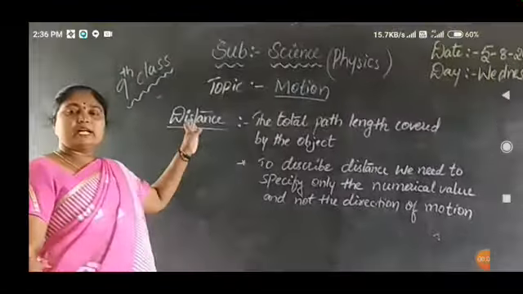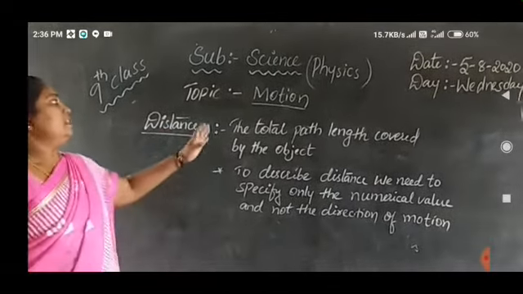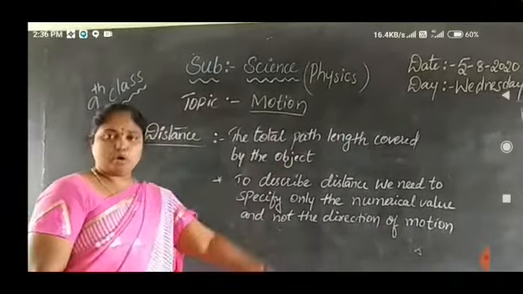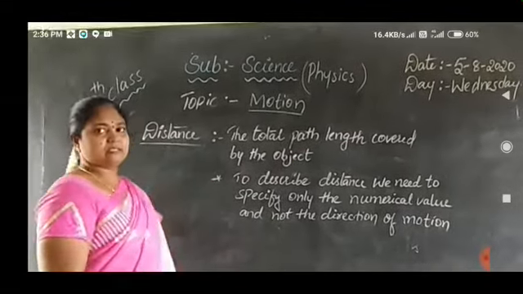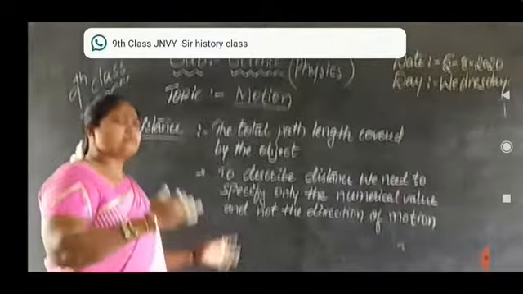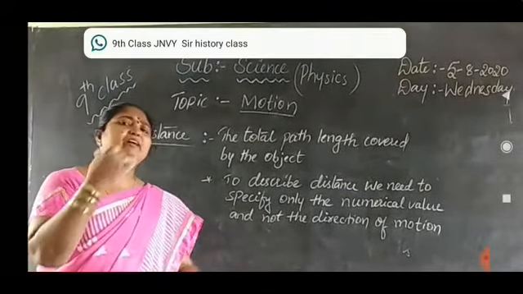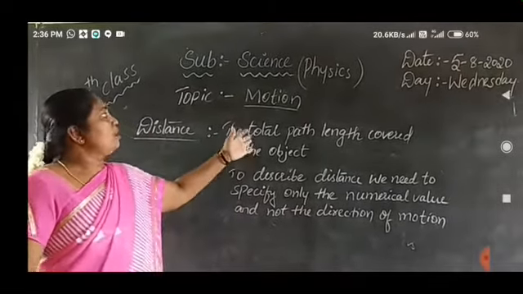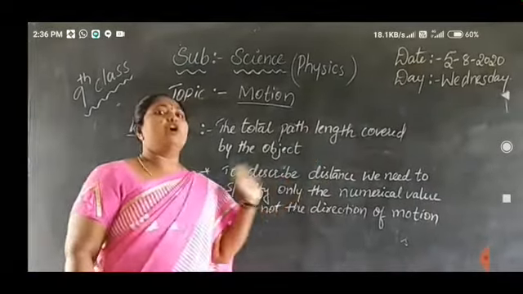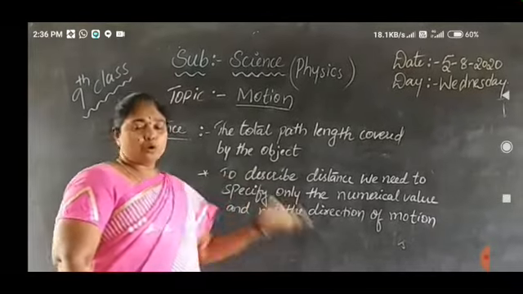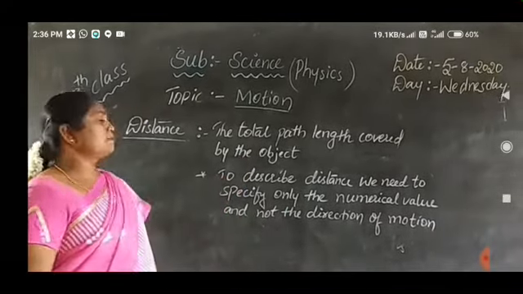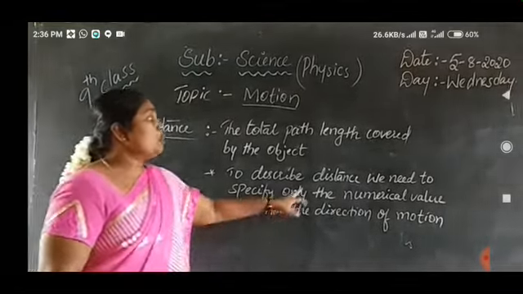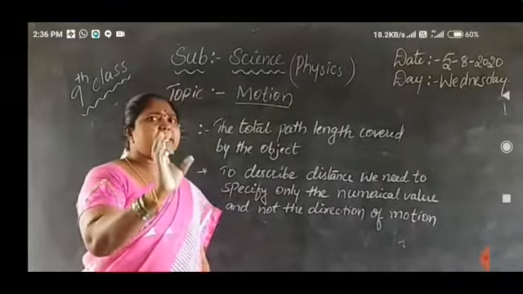Next, let me go for distance. The total path length covered by the object is nothing but the distance. Distance means how much we travel from where to where. It describes the distance. So the total path length covered by an object is nothing but the distance. To describe this distance, we need to specify only the numerical value. Only a particular value.